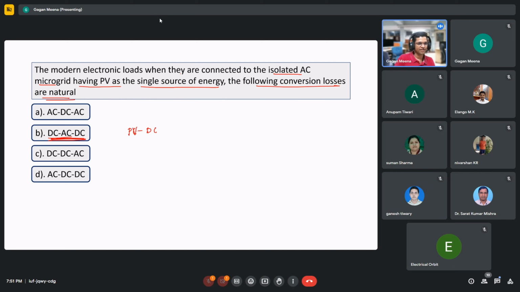Correct. And then again DC. PV is DC, and the loads are DC, electronic loads. That is why electronic loads are mainly DC only. That is why we have those adapters, mobile chargers, laptop chargers, all these SMPS. They all have these DC converters.